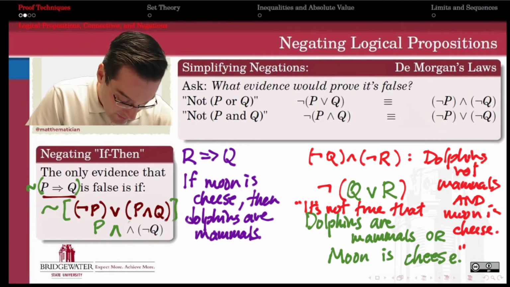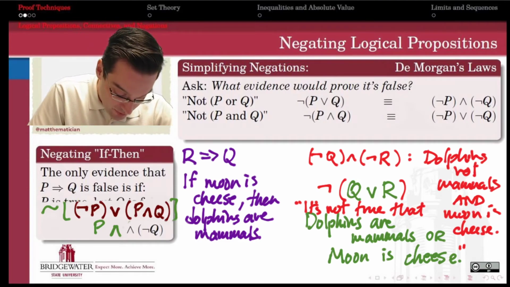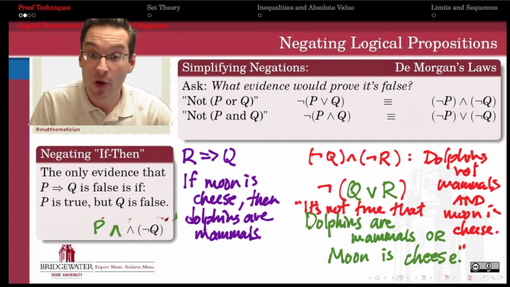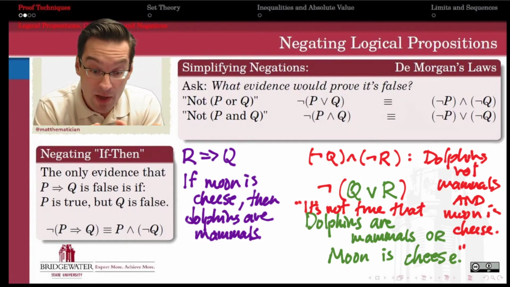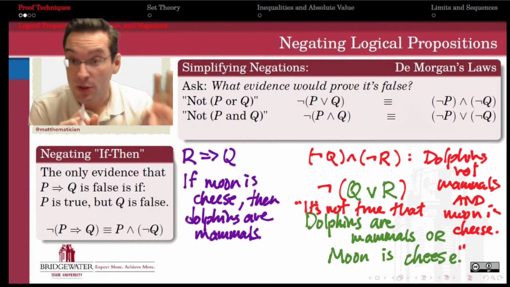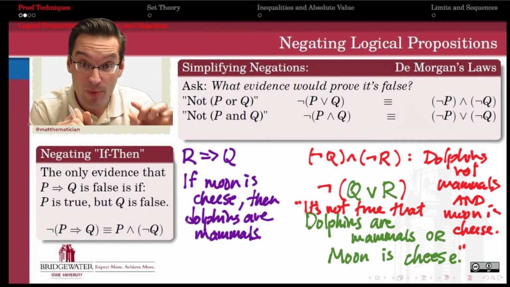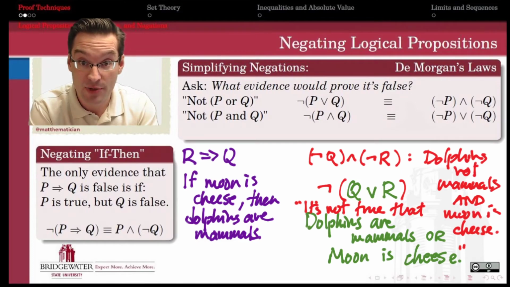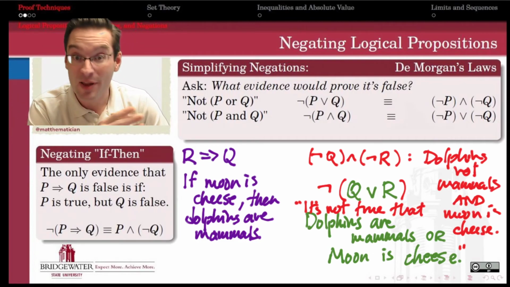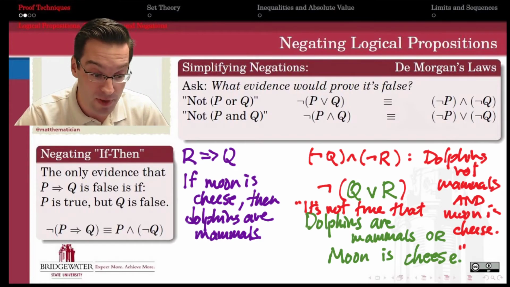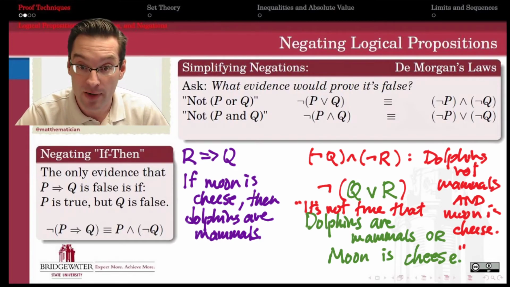So when I negate an if-then statement, the only way to prove that an if-then statement is false is to find an example where the premise holds, but the conclusion fails. So when I negate an if-then statement, what I end up getting is premise true, conclusion false. Hang on to that because that forms the basis of how we structure a proof by contradiction later on. In a proof by contradiction, we try to show that P implies Q is true by showing that it's ridiculous that P implies Q would be false. So we assume P implies Q is false and then try to show that something else ridiculous happens. Something that we know to be false ends up happening later on down the line.